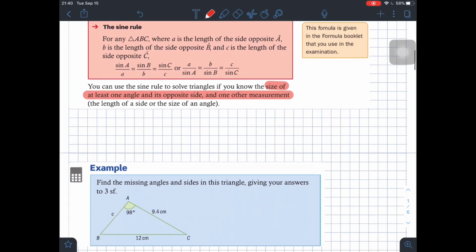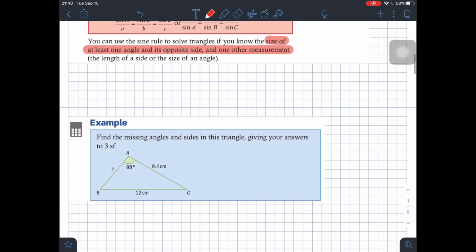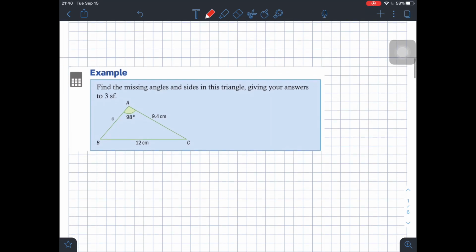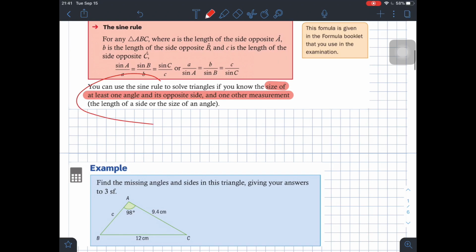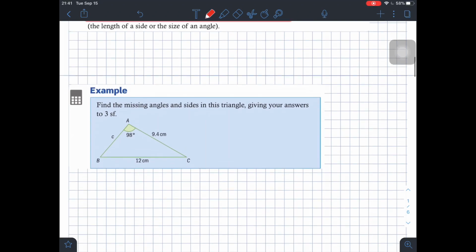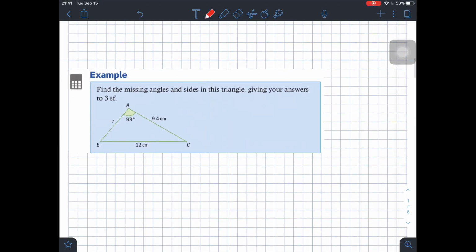Okay, so let's see an example about this. It says, find the missing angles and sides in this triangle, giving your answers to three significant figures. So what do we have in this situation? We have angle A and we have side A. And then we have side B, the one opposite to angle B. So we have two pieces of information from the same letter and one different piece of information, in this case side B. So as I meet the condition of the sine rule, I can apply the sine rule to solve this triangle. So I'm going to do exactly that.